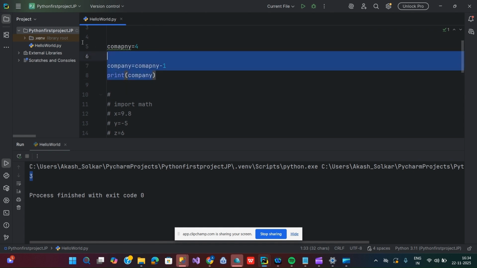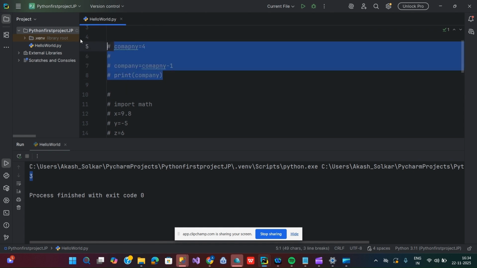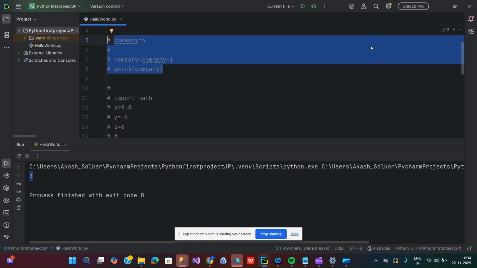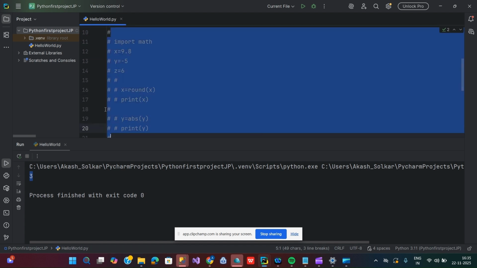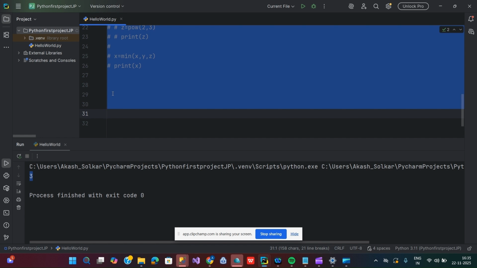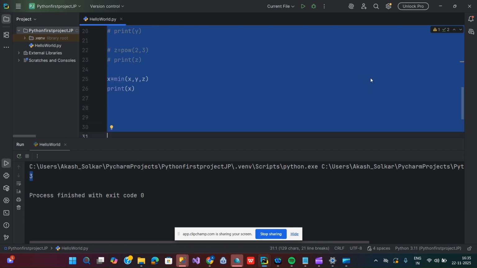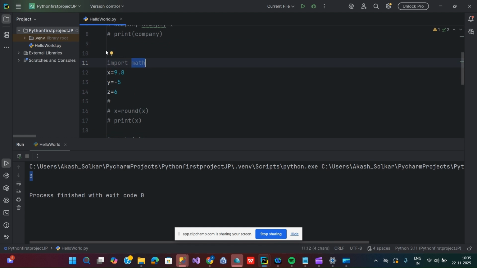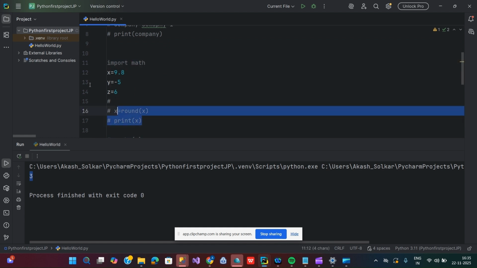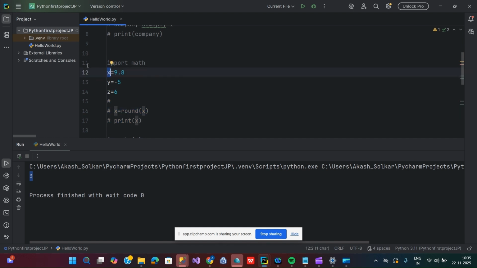Okay. Second thing, there are the math functions. Math is built in. We have the math built-in functions. So let's learn. First thing, we need to import math before using the math functions. So first we have defined the variables x is equal to 9.8, y is equal to minus 5, z is equal to 6. So the first math function is the round function.